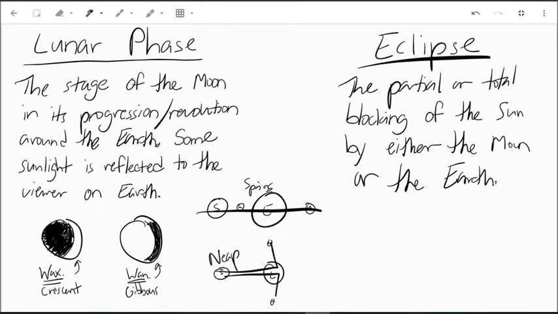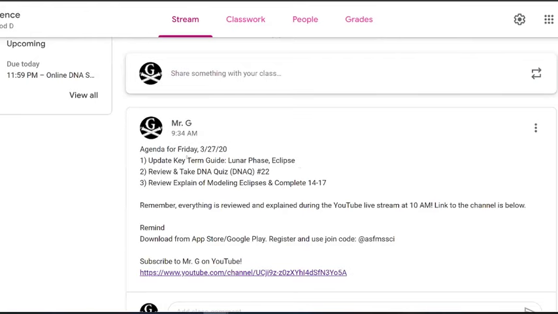Any questions on lunar phases and eclipses? Making sure that you have a term definition down for your key term guide.